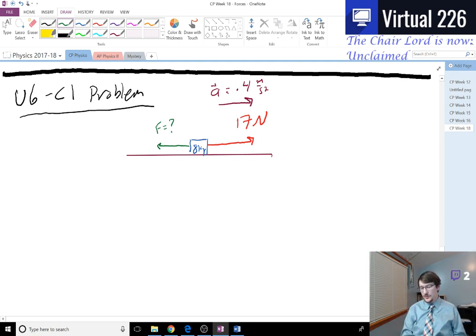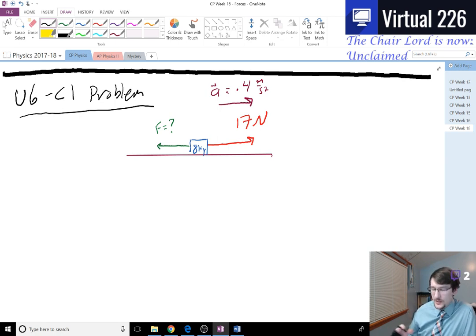There has to be a mystery force on the backside here, because if you tried to find the acceleration by taking acceleration equals force divided by the mass, if you did 17 divided by 8, you get 2.12 as the acceleration. And the acceleration I gave you is 0.4. So there has to be some mystery force here. To find this mystery force, we need to set up the F net equals ma.